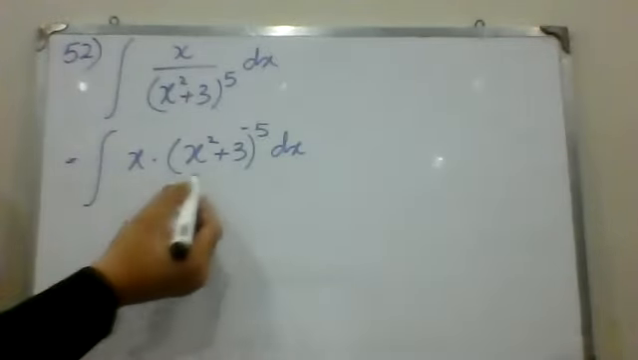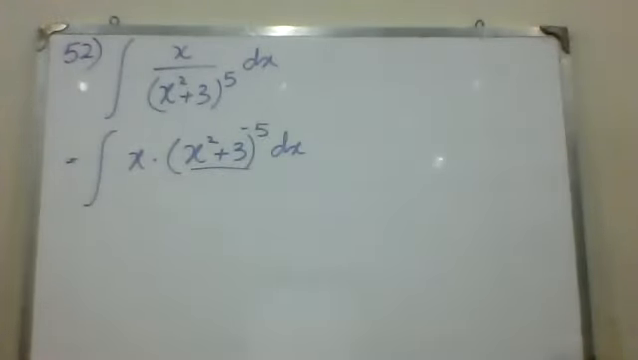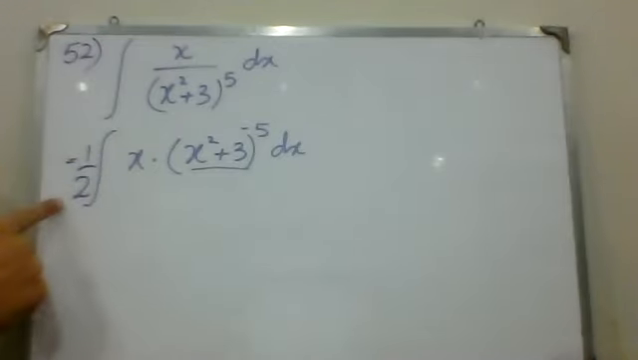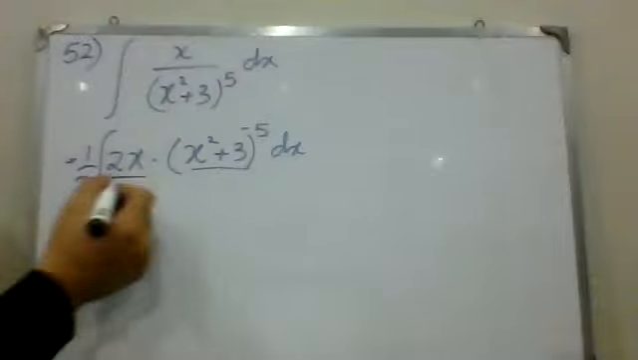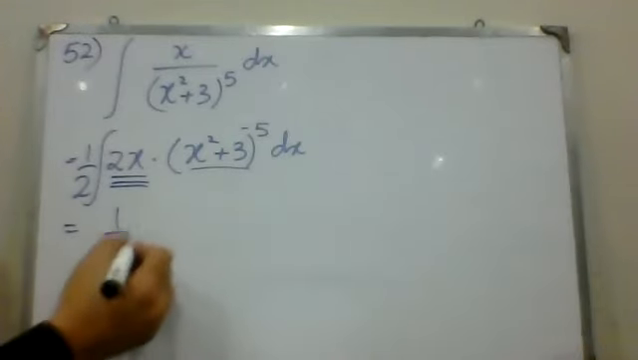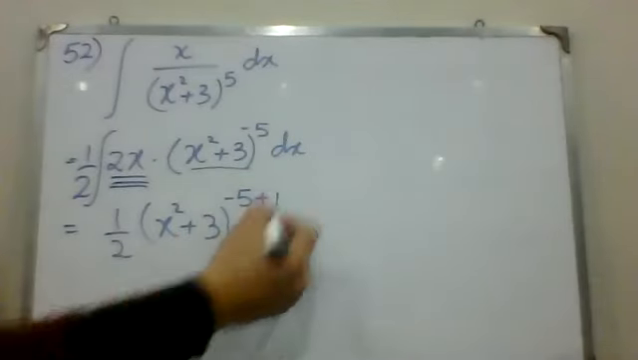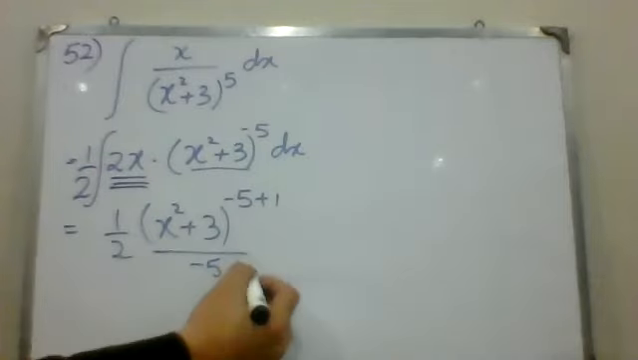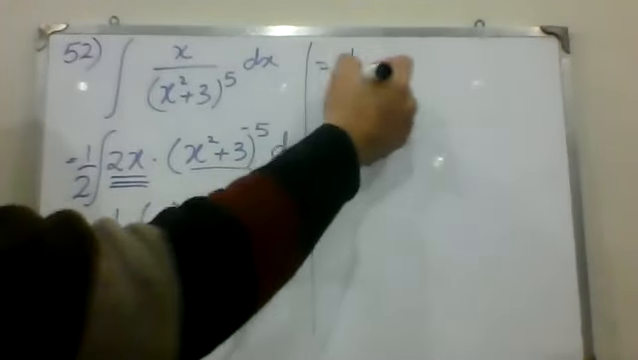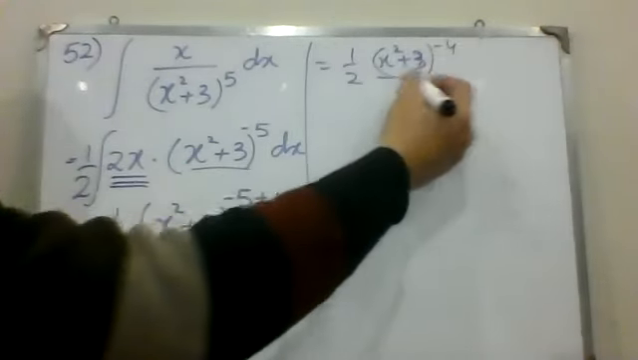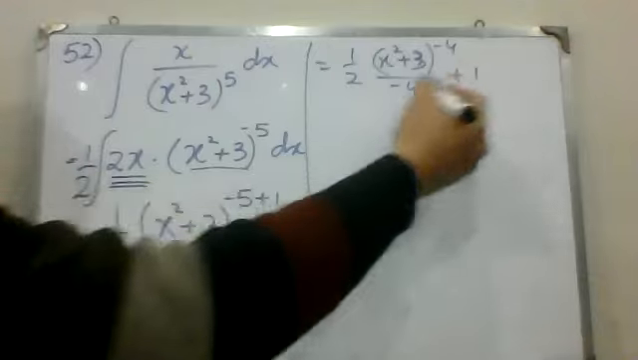Okay, so the derivative of x square plus 3 is what? 2x. So multiply with 1/2, divide with 2 outside and multiply with 2 inside. So the derivative of that term is present, so we can add 1 to the power: minus 5 plus 1, plus c. So here 1/2 times (x square plus 3) whole power minus 4 divided by minus 4 plus c.